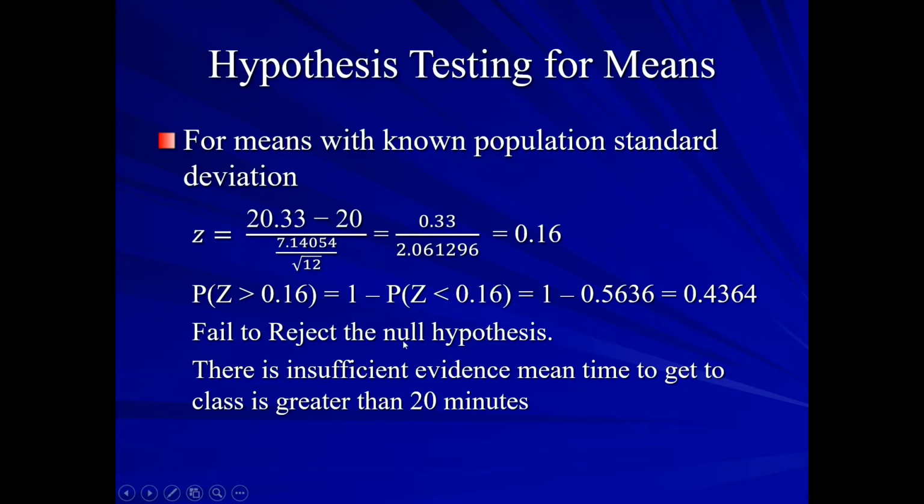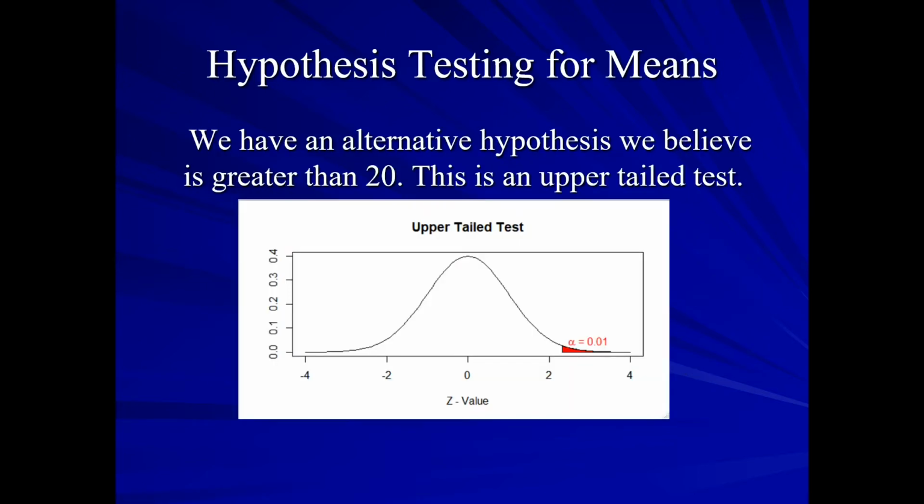In this case, we're going to fail to reject the null hypothesis. Our p-value is much greater than 0.01, and so there's insufficient evidence that the mean time to get to class is greater than 20 minutes. What does this mean from a graphical standpoint? Well, we have an alternative hypothesis that we believe is greater than 20, so it's an upper tail test, and our alpha was 0.01. In order for us to reject our null hypothesis, we'd have to have a p-value that fell somewhere in this red region, which would mean our p-value would be less than 0.01. However, our p-value was much greater than 0.01, and so we failed to reject the null hypothesis.